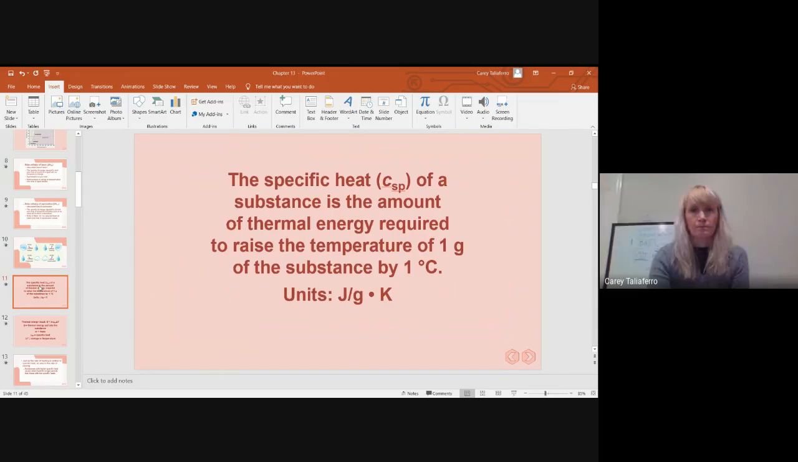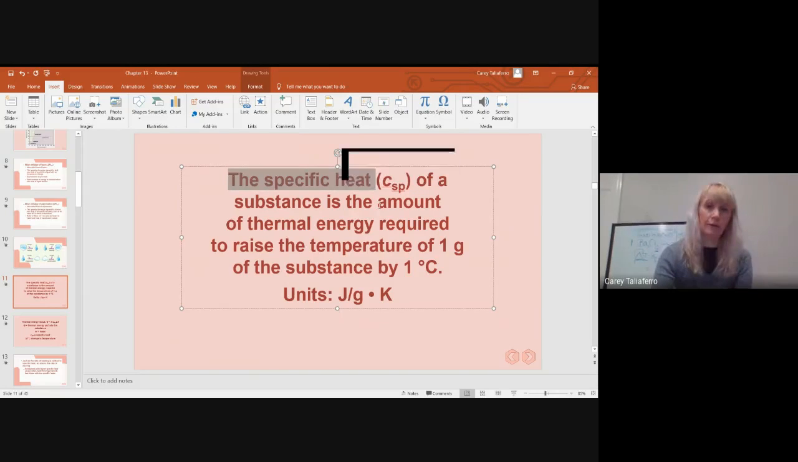Okay. Now, the problems that we're going to do today, and we're going to wrap up here with a couple of examples of these problems. We're going to talk about the specific heat. We're going to come back to enthalpy later. That was just an introduction to enthalpy. We're going to talk, though, about the specific heat.